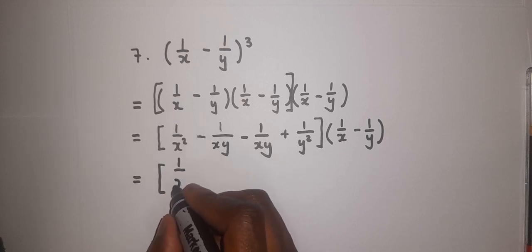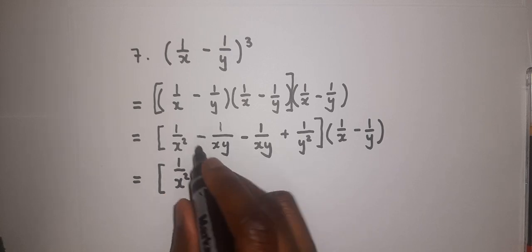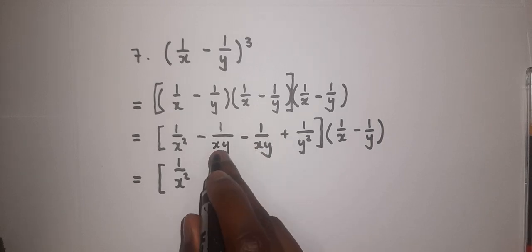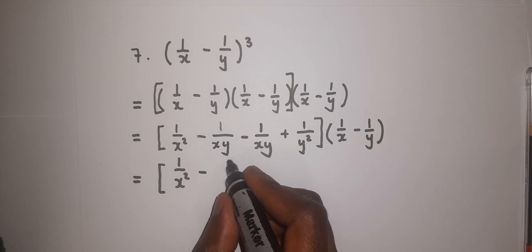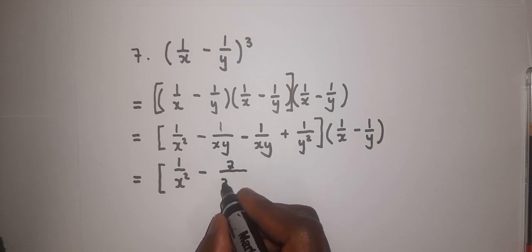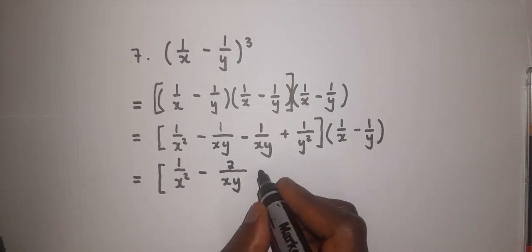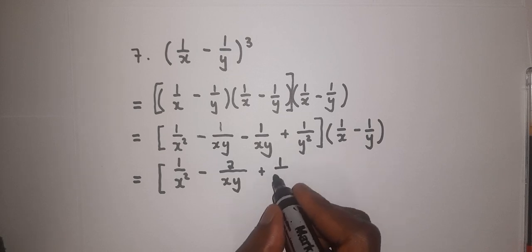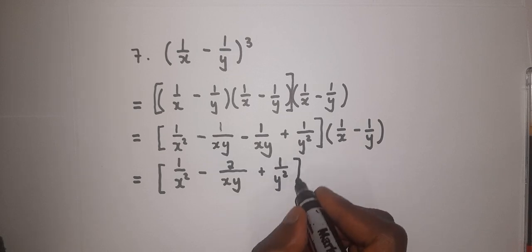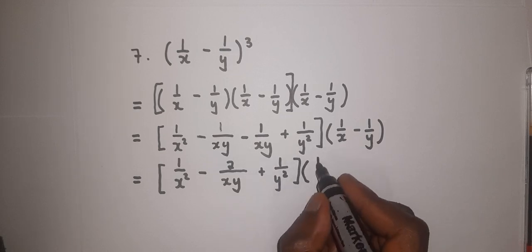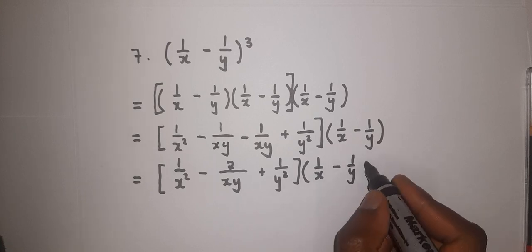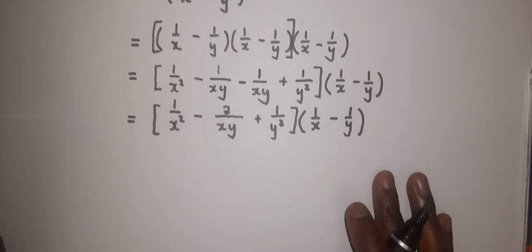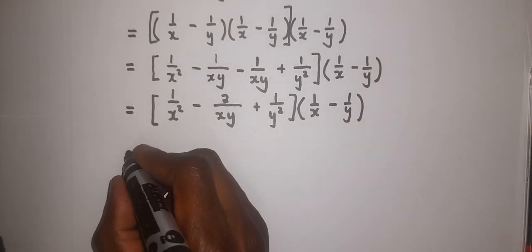1 divided by x squared, there's nothing I can do with that. Then these two are like terms, the denominators are the same, so we add the numerators: minus 2 divided by xy, then plus 1 divided by y squared. Now we are in the position to actually multiply them out. Doing that, we'll have the following.